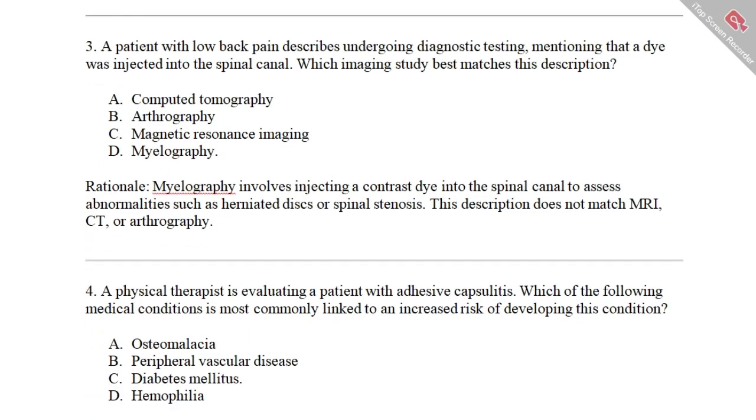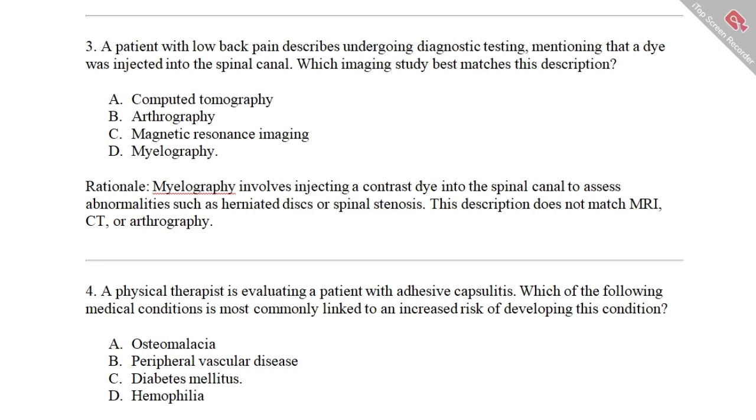A patient with low back pain, undergoing diagnostic testing, describes that a dye was injected into the spinal canal. Which imaging study best matches this description? Option A is computed tomography. Option B is arthrography. Option C is magnetic resonance imaging. Option D is myelography. The correct option is option D.